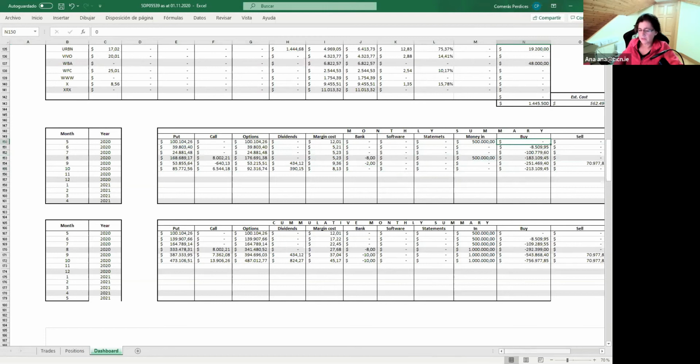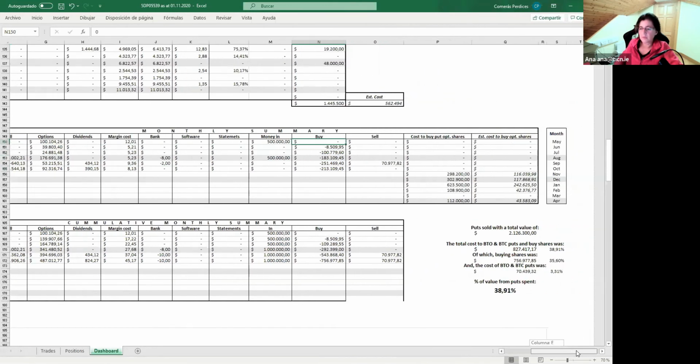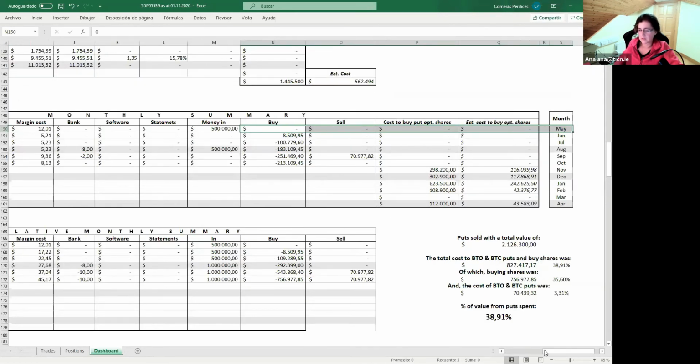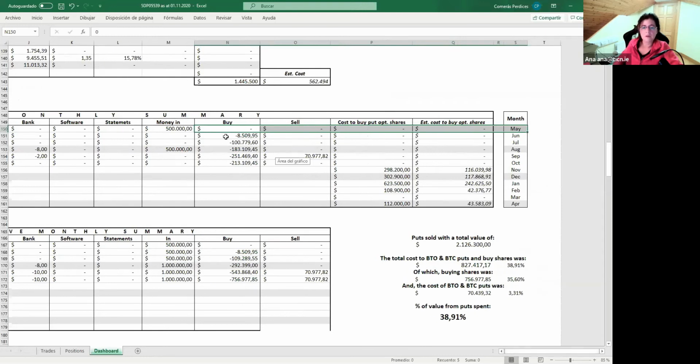Buy is the money invested to buy shares on the respective months that we have here on the right hand side as well. So that is convenient for us to see. And this is a breakdown month by month. This is the money that was invested, and this one and this one. Cost to buy and sell, because in this case, some calls were executed. Cost to buy option shares.